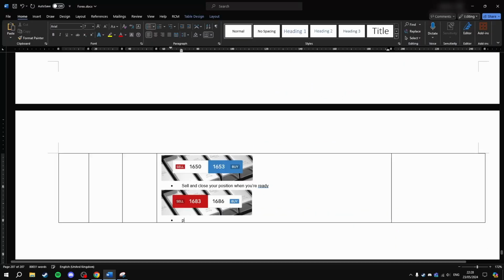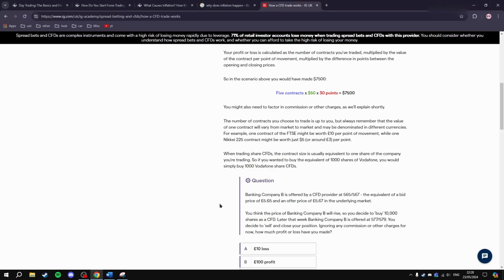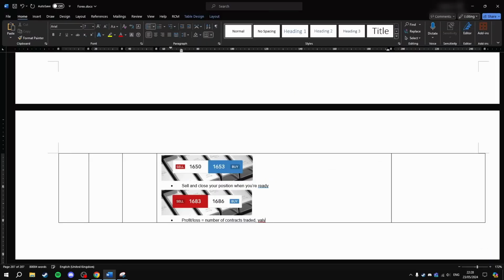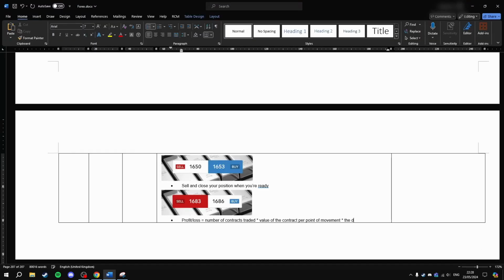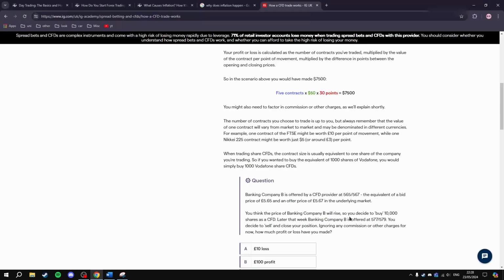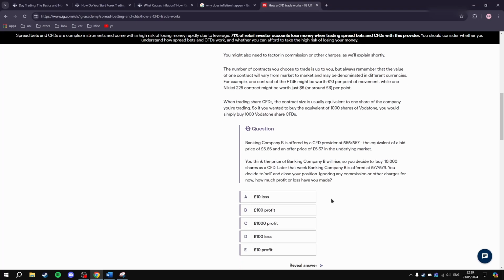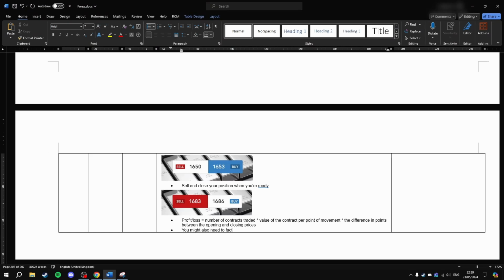Profit or loss is equal to number of contracts traded times value of the contract per point of movement, times difference in points between the opening and closing prices. So you might also need to factor in commission or other charges.